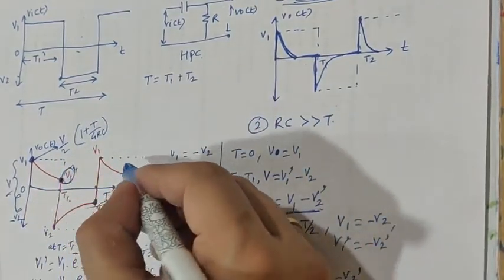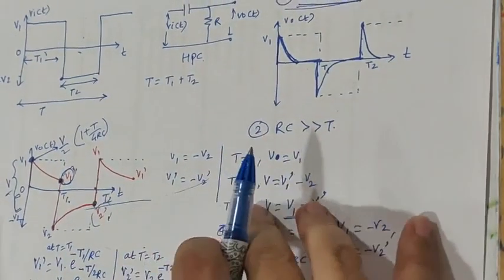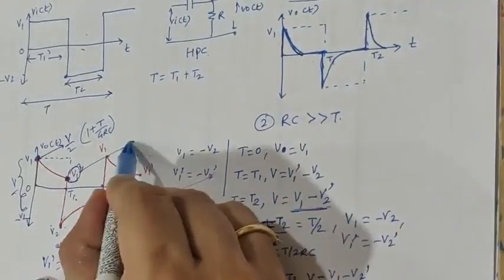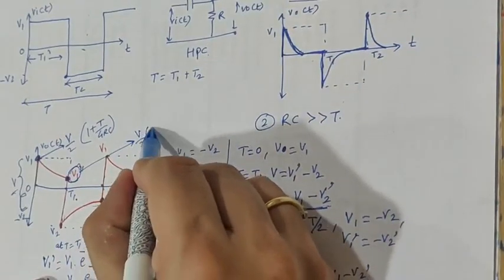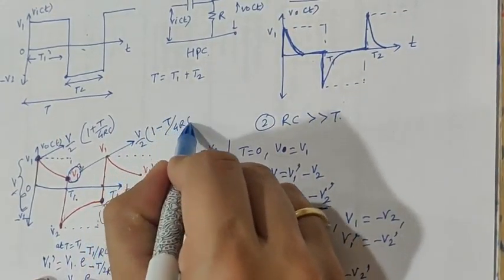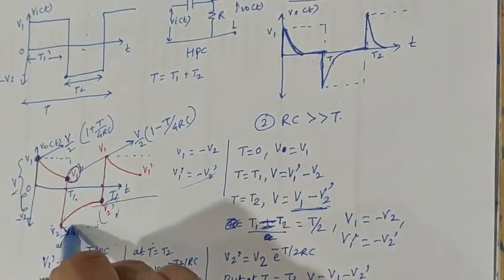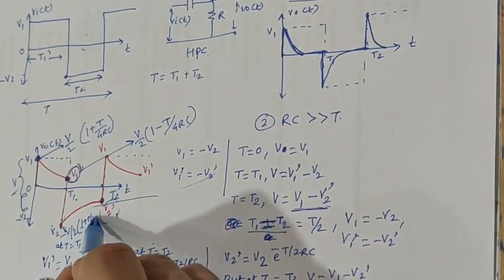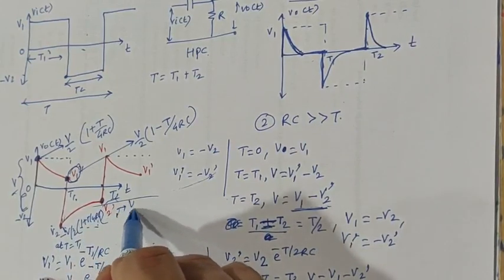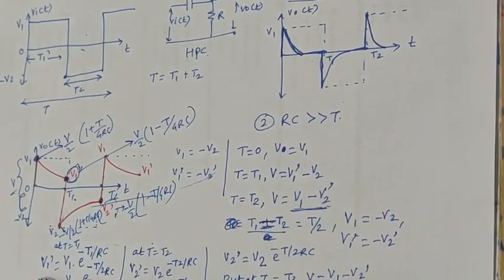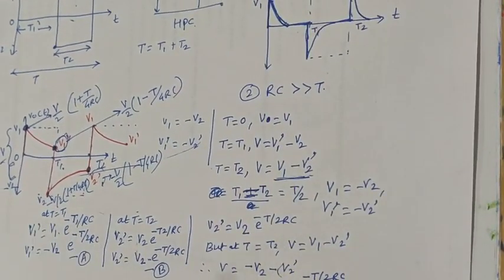What is V1 dash? Just now we have calculated. It is V by 2 into 1 minus t by 4 RC. Similarly, this value is going to be exactly opposite here, so minus V by 2 into 1 plus t by 4 RC, and this is going to be minus V by 2 into 1 minus t by 4 RC. So these are the 4 values we have calculated. Now if you know these 4 values, of course you can sketch your output waveform.